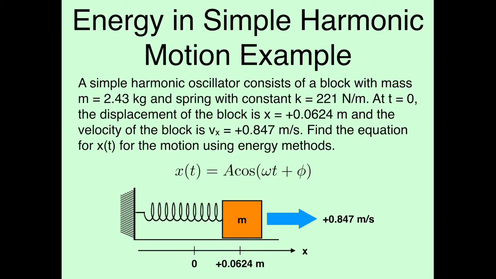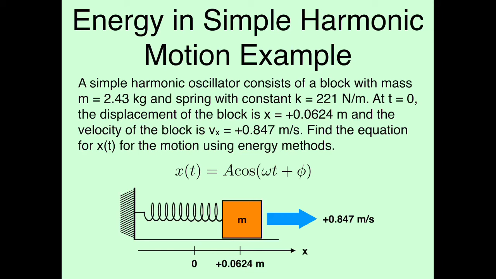Here we have a simple harmonic oscillator, which consists of a block with a mass m equals 2.43 kilograms, and a spring with a constant k equals 221 newtons per meter. At t equals 0, the displacement of the block x is 0.0624 meters, and the velocity of the block is Vx equals positive 0.847 meters per second. So we're going to find the equation for the motion using energy methods.